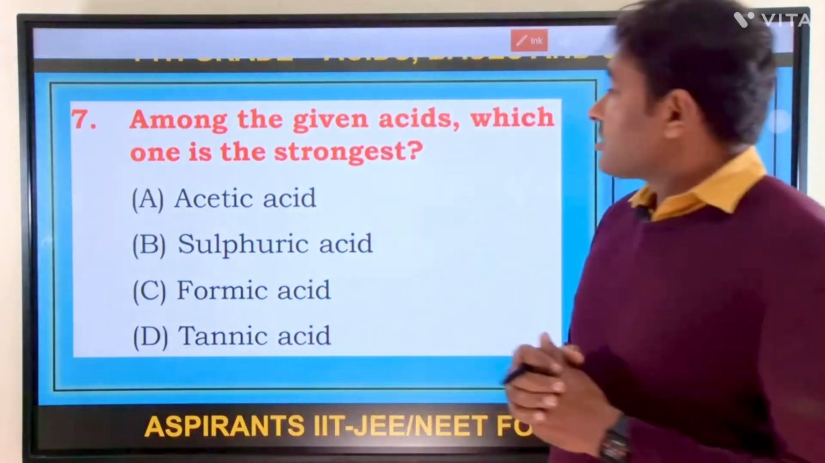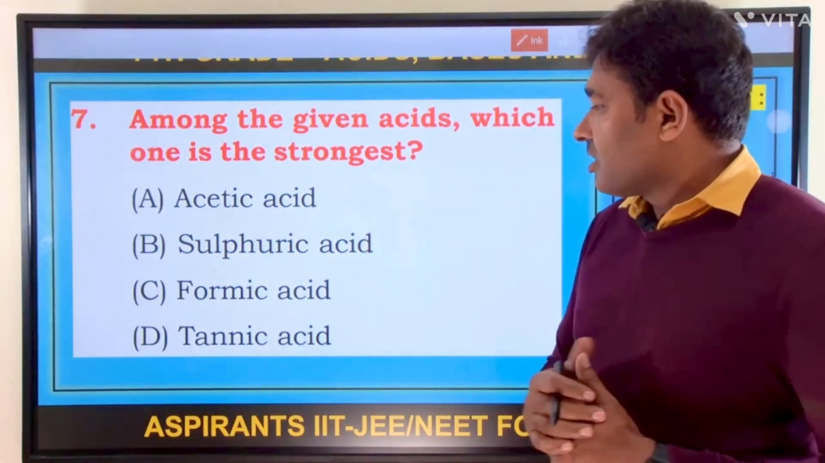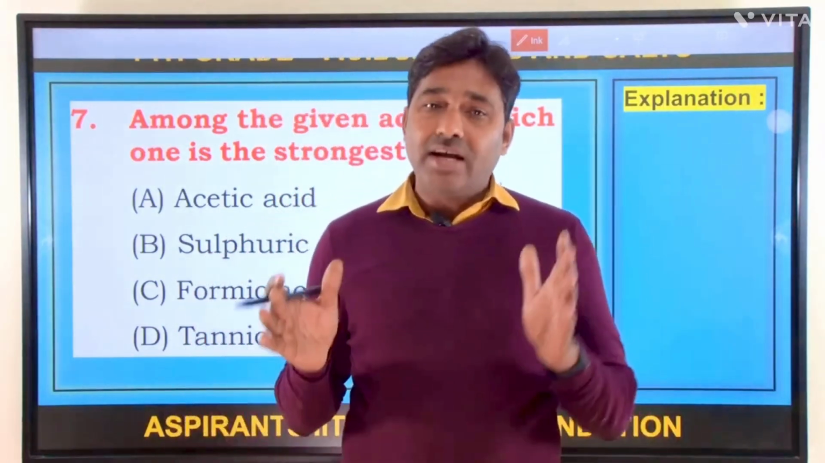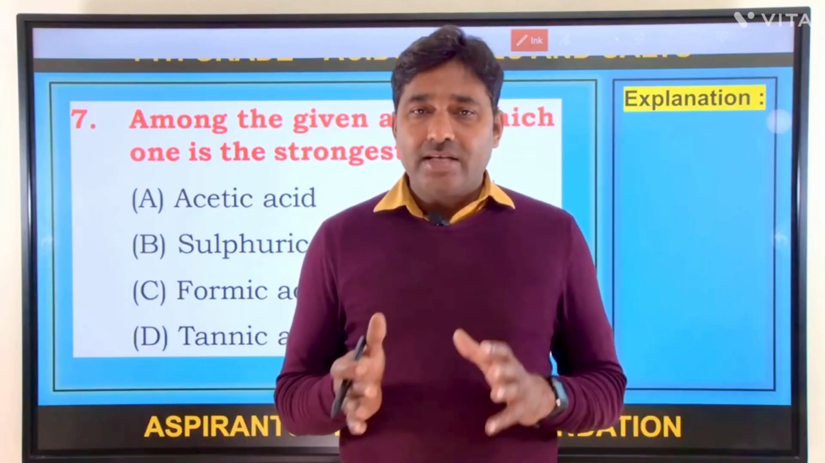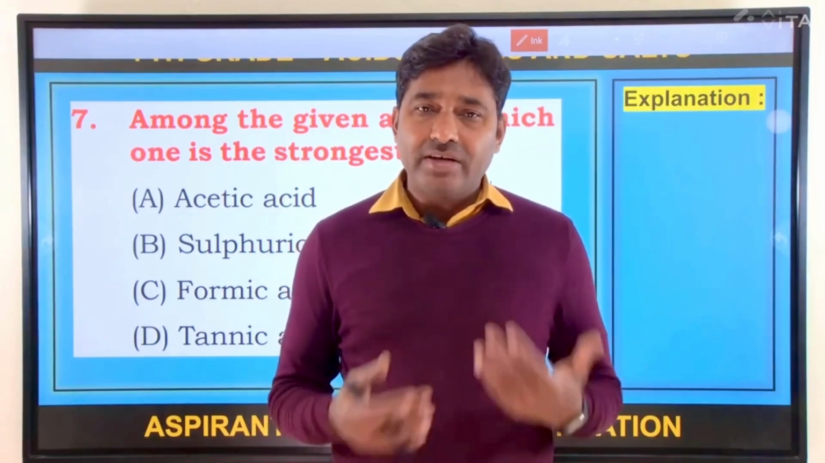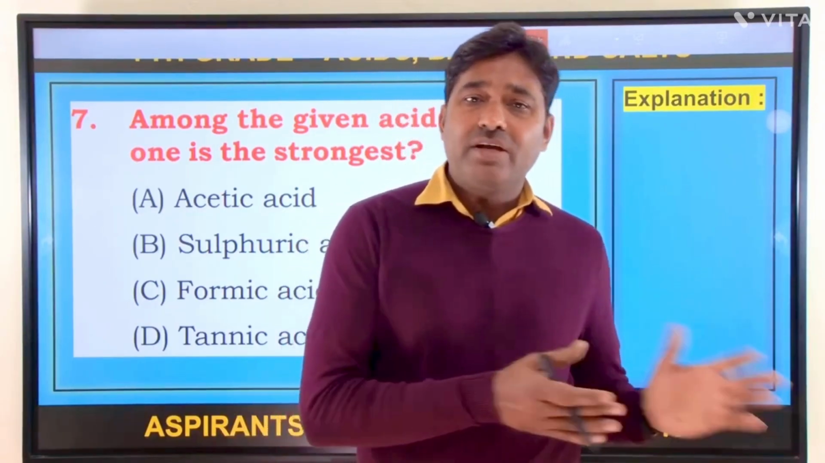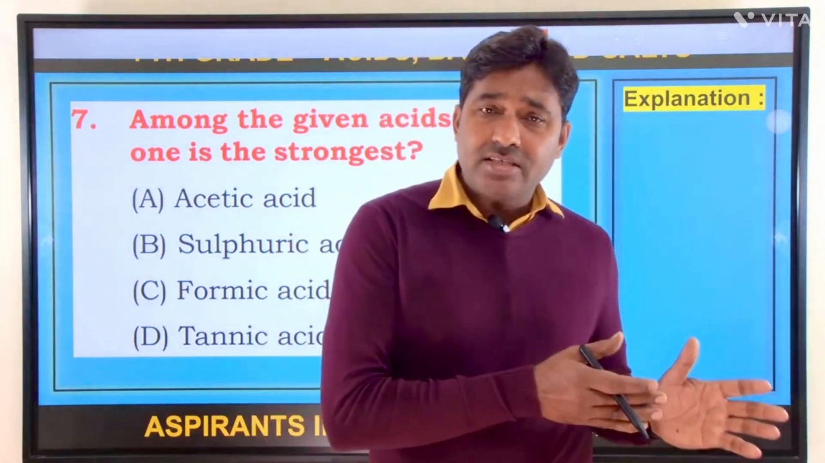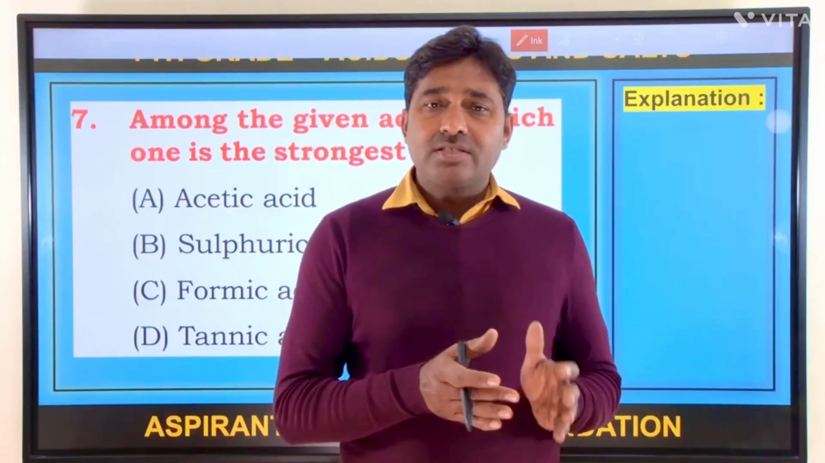Among the given acids, which one is the strongest? We know all organic acids are natural acids, mild acids, weak acids. And inorganic acids are nothing but mineral acids. Why? Because the metals and other elements that we get from the earth's crust are used to prepare acids in the laboratory. Those are mineral acids, so mineral acids are nothing but inorganic acids. They are strong acids. Organic acids are weak, mild acids.